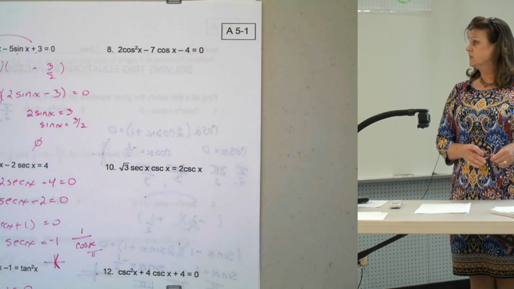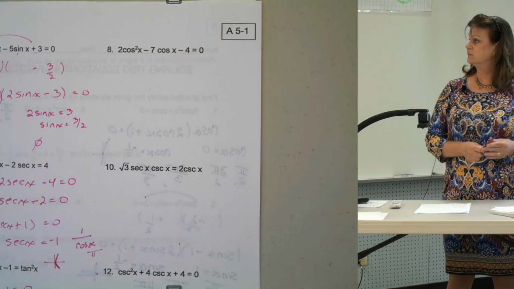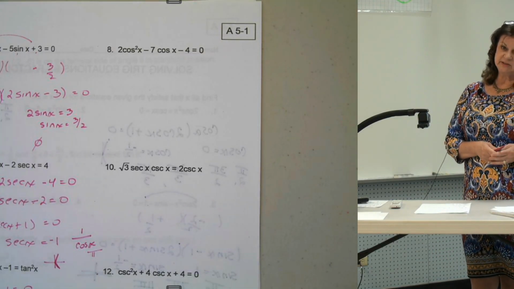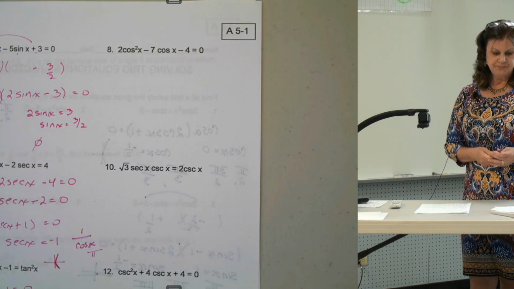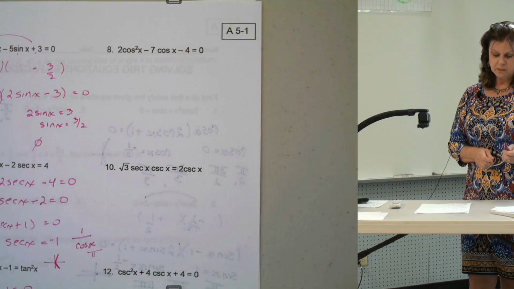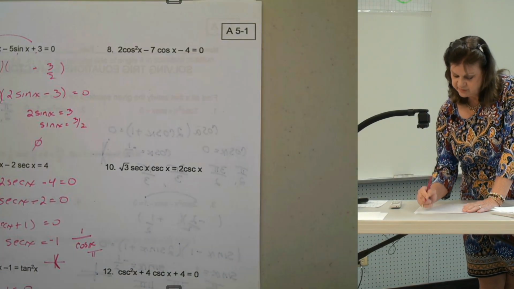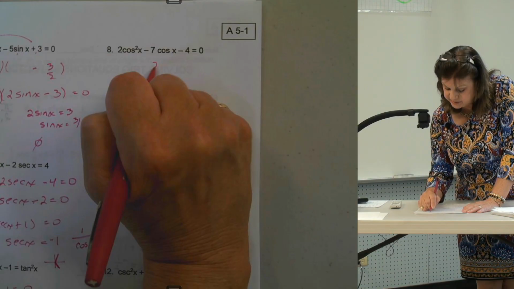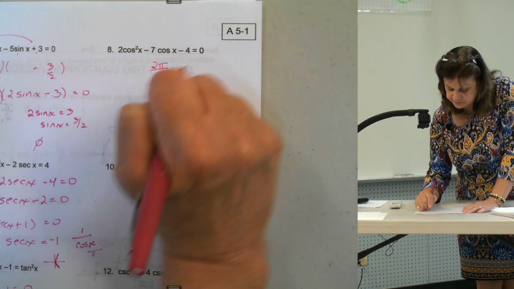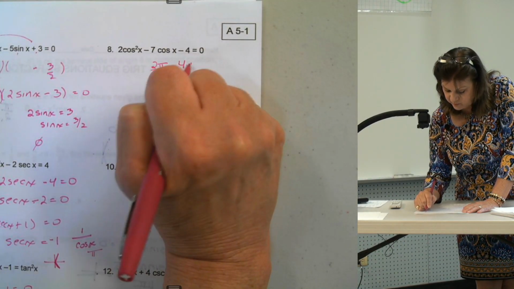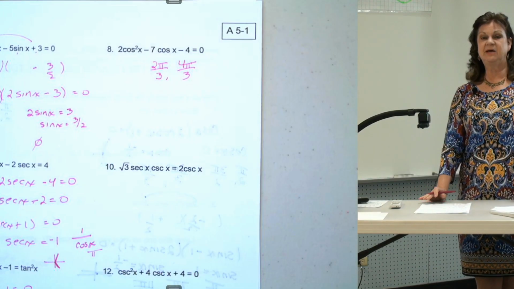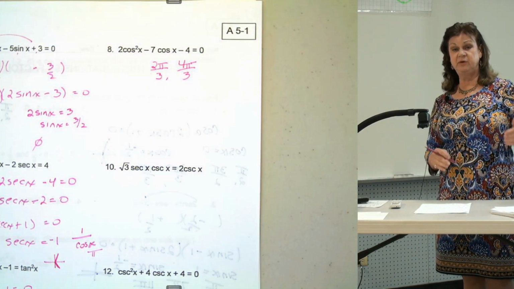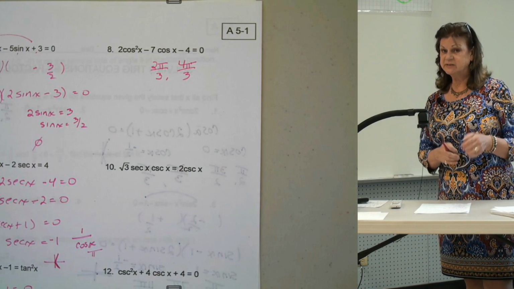2 cosine squared minus 7 cosine minus 4. Factors of 8 that subtract to give you 7: 8 and 1. And you're going to find your answers are at 2 pi over 3 and 4 pi over 3. Again, when you're working these out on your own and you have a question, if you don't come up with this answer, just text me on Remind.